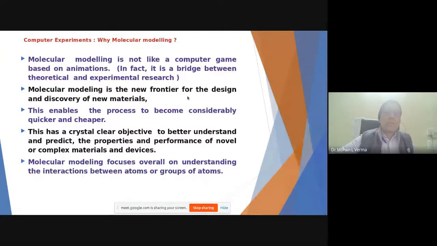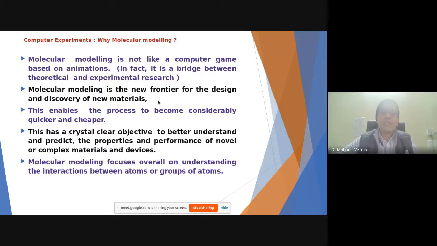So that computer experiment is also known as molecular modeling, because we are studying materials at the molecular and even electronic level. Sometimes experimentalists, or many people, think that molecular modeling is an animation-type game, but this is not true. Molecular modeling is not a computer game based on animation. It is actually the bridge between theoretical and experimental results.